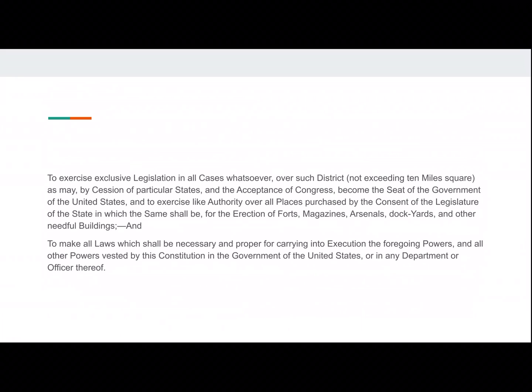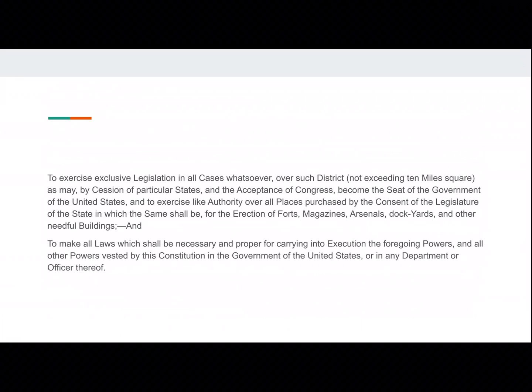Exclusive legislation in all cases whatsoever over such district, not exceeding 10 square miles, as may, by cession of particular states and acceptance of Congress, become the seat of government of the United States, and to exercise like authority over all places purchased by the consent of the legislature of the state in which the same shall be, for the erection of forts, magazines, arsenals, dockyards, and other needful buildings. All right, and so that's basically saying they have the power to control Washington, D.C., and all the military bases. They're the ones in charge.